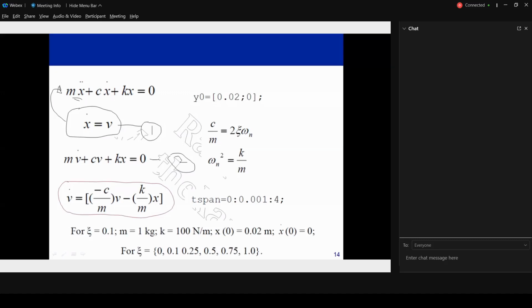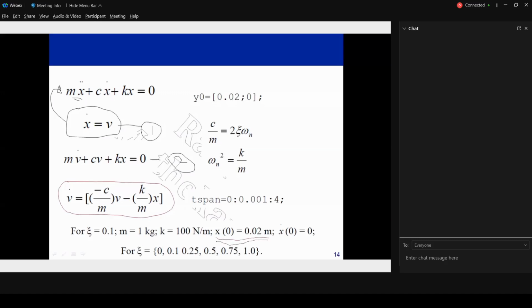Now I need two initial conditions. I have one initial condition, then I can find another initial condition from that. So now c is defined by this formula and Wn is defined by this formula. So I have zeta, I have m, I have k, and x of 0. X of 0 is 0.002, which is given to me.